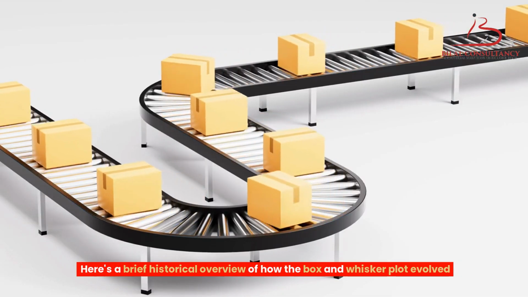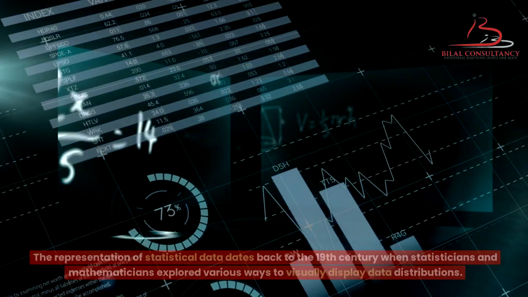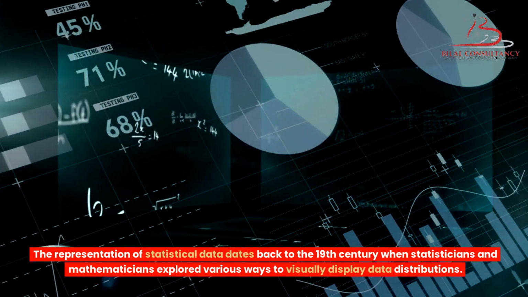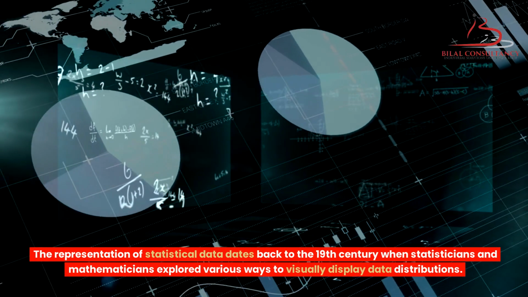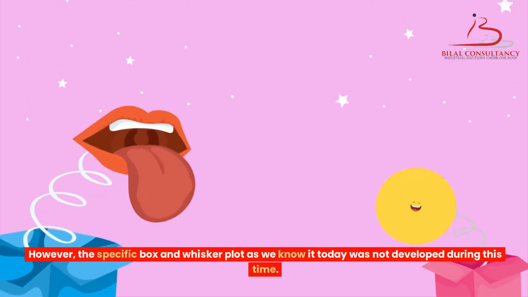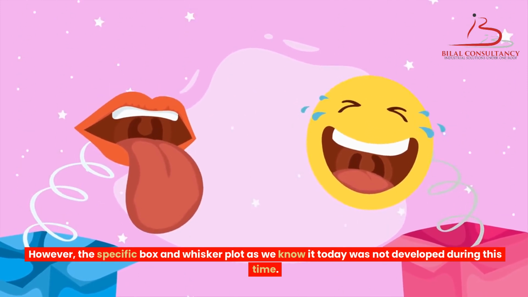Here's a brief historical overview of how the Box and Whisker plot evolved. Early concepts, 19th century. The representation of statistical data dates back to the 19th century when statisticians and mathematicians explored various ways to visually display data distributions. However, the specific Box and Whisker plot as we know it today was not developed during this time.